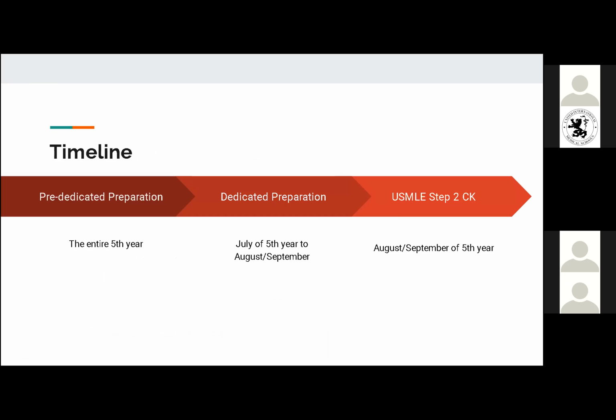So there's a timeline. This is my recommended timeline for Step 2 CK. The pre-dedicated preparation, you can start during the beginning of 5th year. It can cover the entire 5th year. You can even start as early as 4th year if you want. And then the dedicated preparation, you should start in July of 5th year. And then you should do your exam in August or September of 5th year.